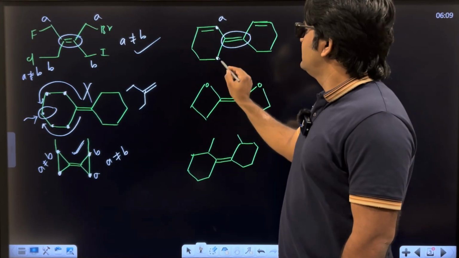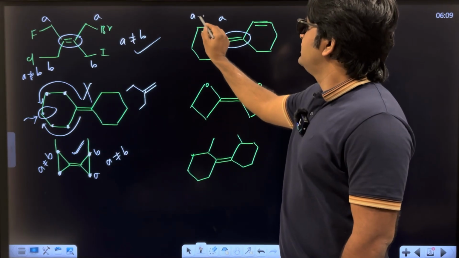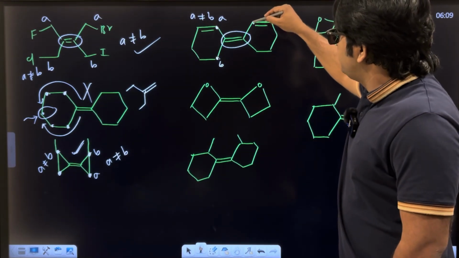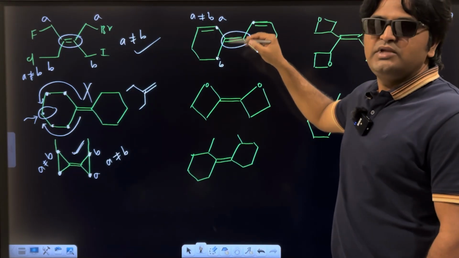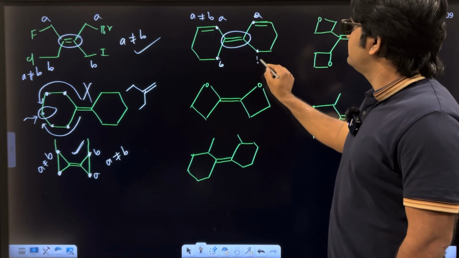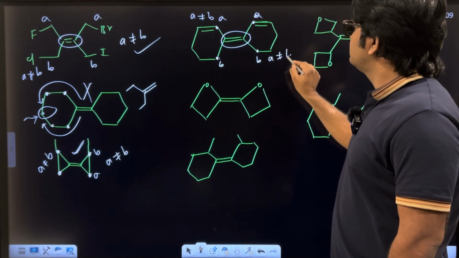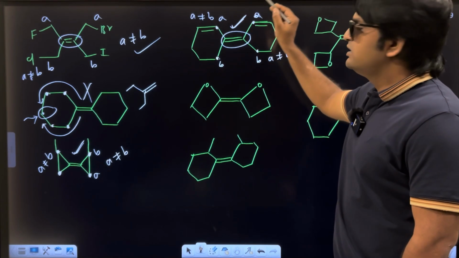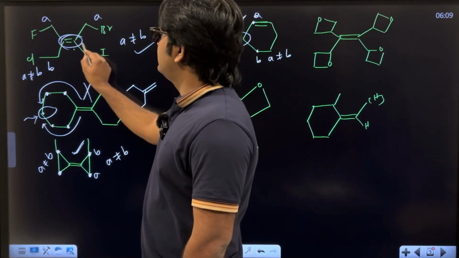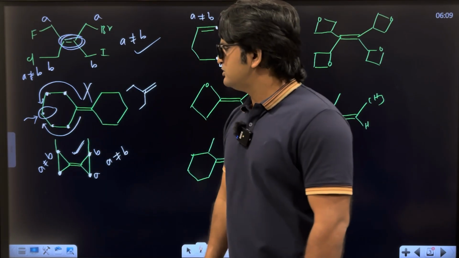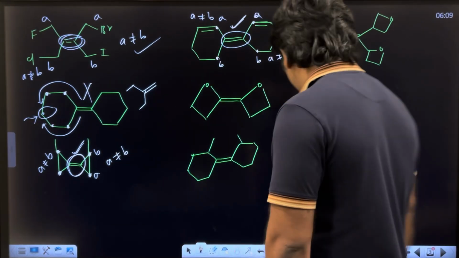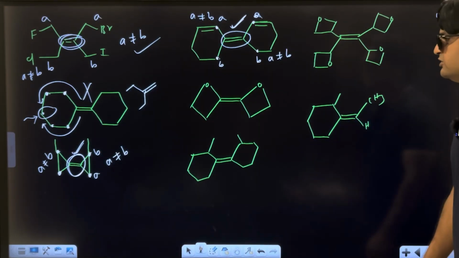Let it be A and B. Here A is not equal to B. Here the sp2 carbon atom and sp3 carbon atom are not similar. Let it be A and B. A is not equal to B. Yes, this double bond can show geometrical isomerism. So in the first molecule, this double bond is responsible for geometrical isomerism, and here this double bond is responsible for geometrical isomerism. Yes. Come to the next example.